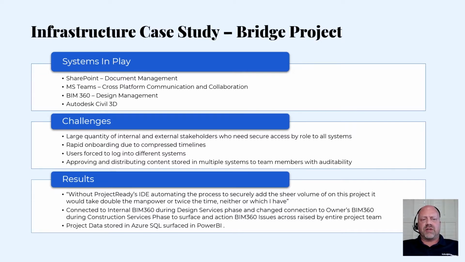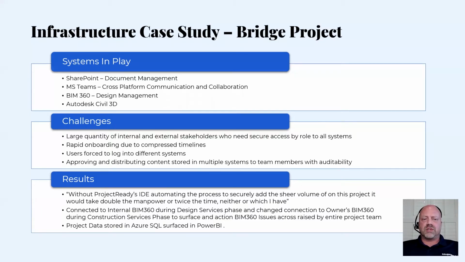And the challenges they face is large quantities of internal and external stakeholders who needed secure access to all the systems at play, but by role. You can't just throw them all in there. They needed certain access to certain things based upon their role, right? Now, given compressed timelines, they needed to bring these large volumes of folks on in really compressed times. So it was really important that automation come into play here, but security was paramount because you're dealing with infrastructure projects. You can't just have everybody accessing the wrong things.